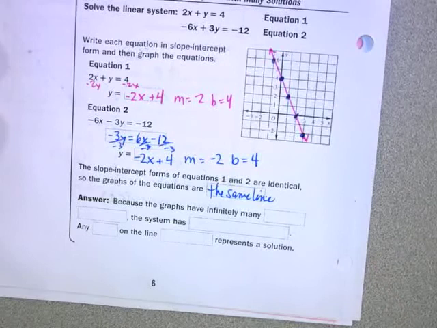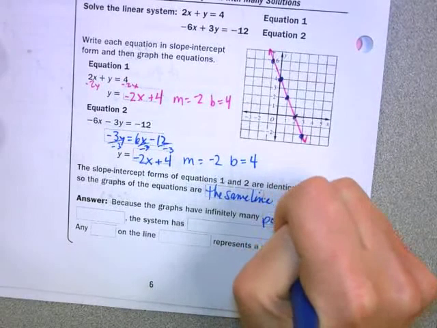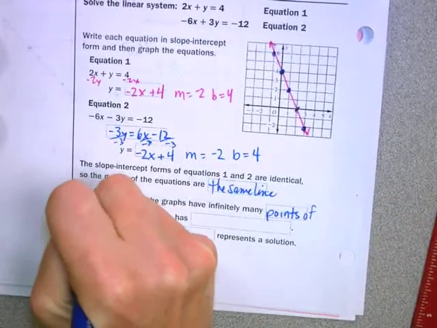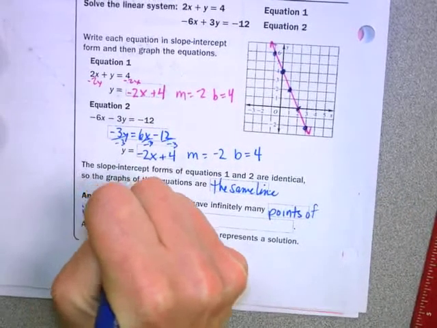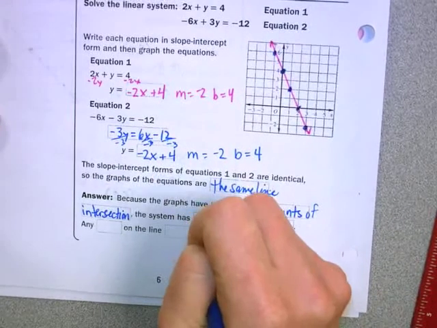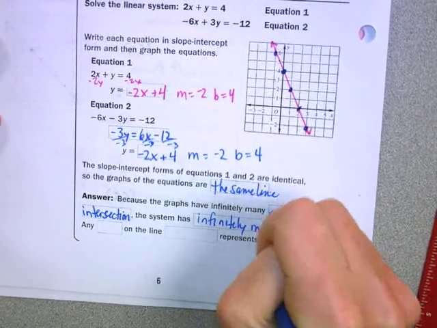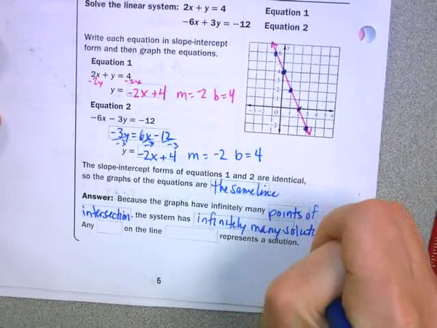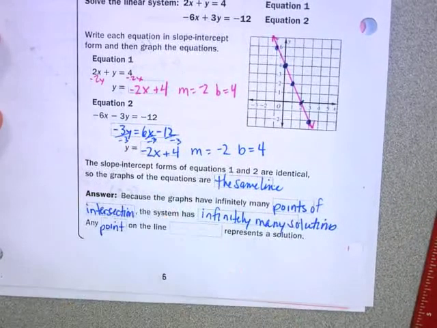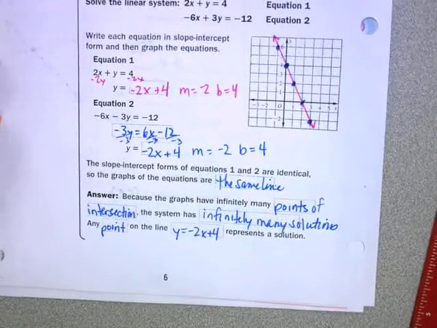Okay? So because the graphs have infinitely many points of intersection, they touch everywhere. The system has infinitely many solutions. Okay? Any point on that line, y equals -2x plus 4, represents a solution.